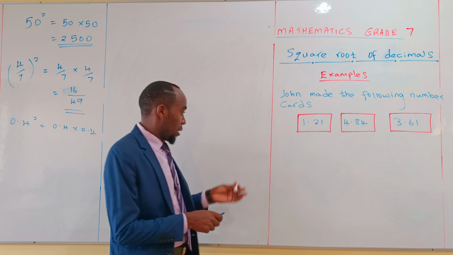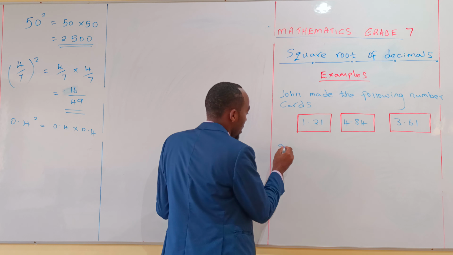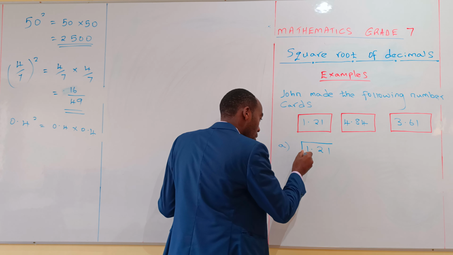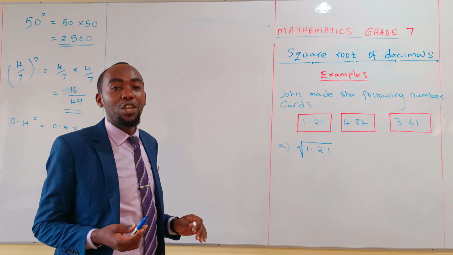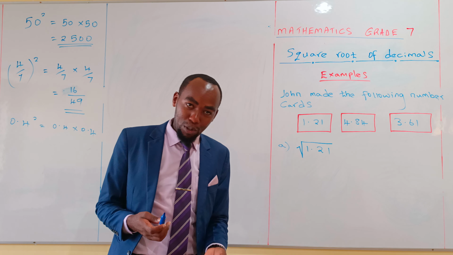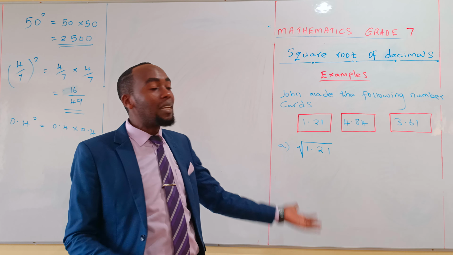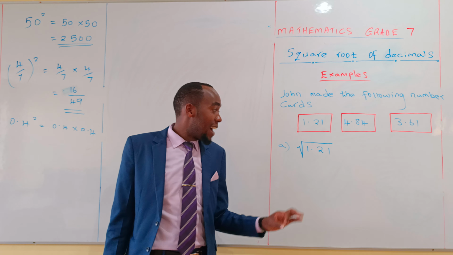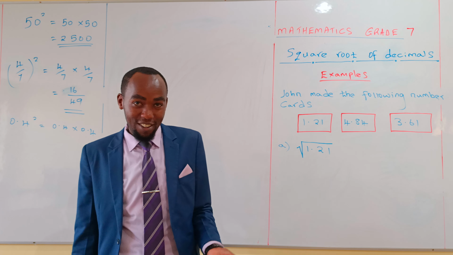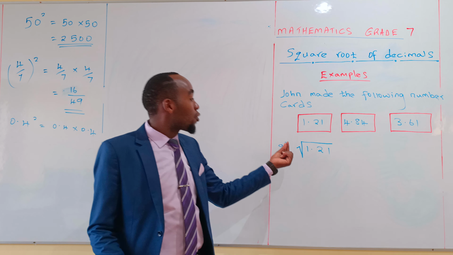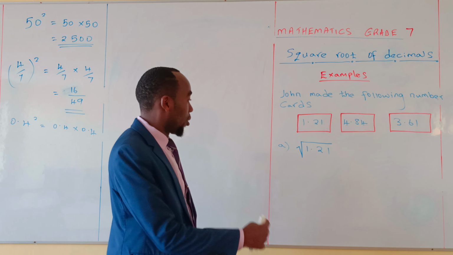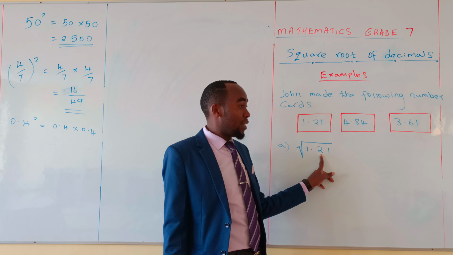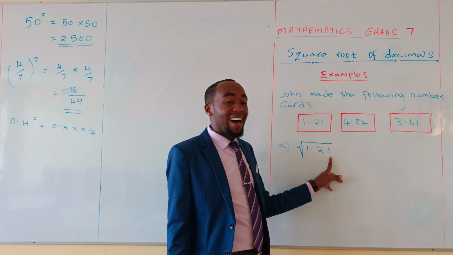Because we are finding the square root, this is what we shall have. The first number, 1.21. What are we looking for? We are looking for the square root. That is the symbol we use to denote square root. Are we together? Because our number is a decimal, the first responsibility we have here is to convert our number into a fraction. Now, we will convert 1.21 into a fraction. Look at the place value of the decimal places. At this particular point, we have tenths, then we have hundredths.